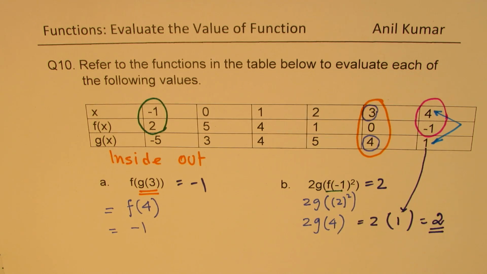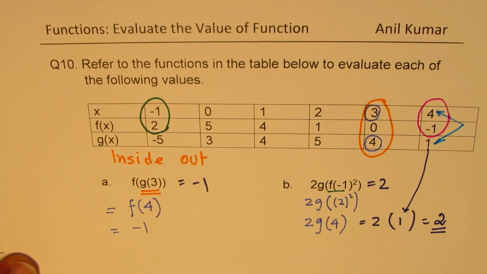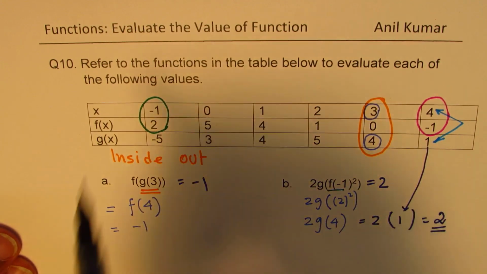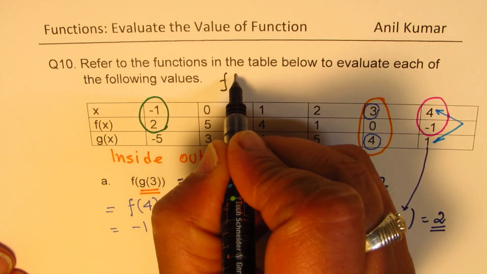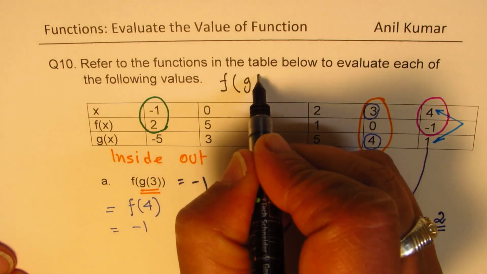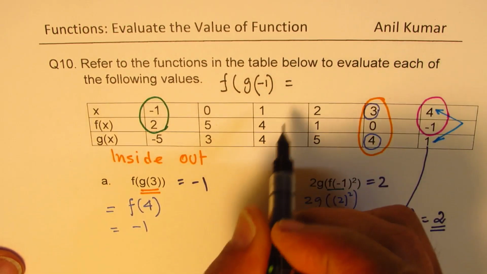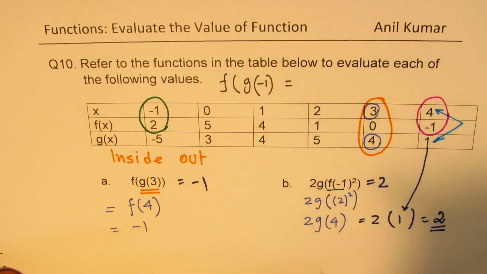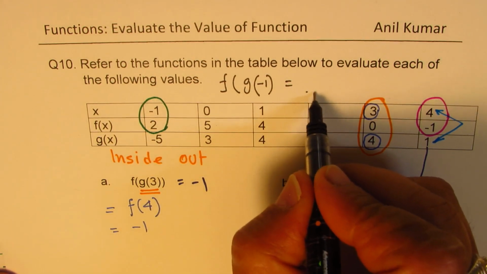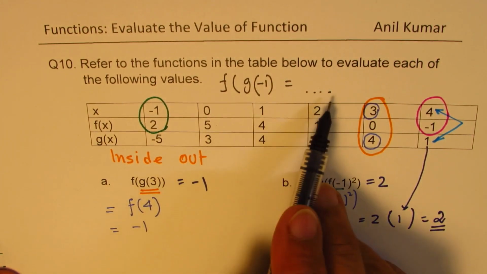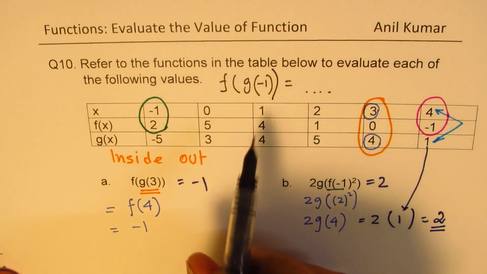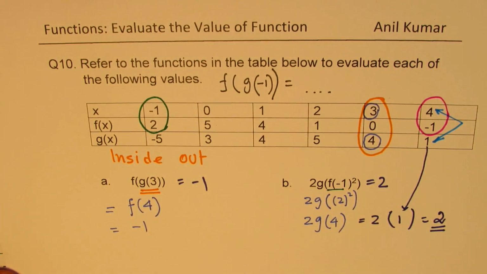And I thought, before going, let me give you 2 questions here. I'd like you to answer these 2 questions. If I write f of g of -1, now the options for you are, okay, think about it. Do we have a value here? Let's discuss this.